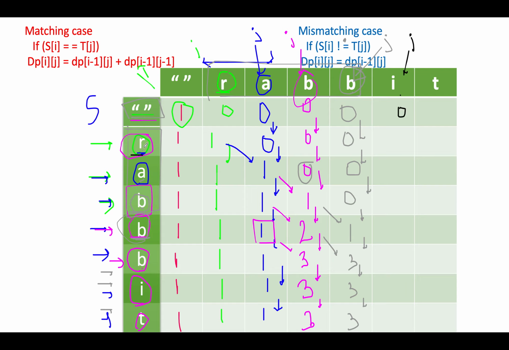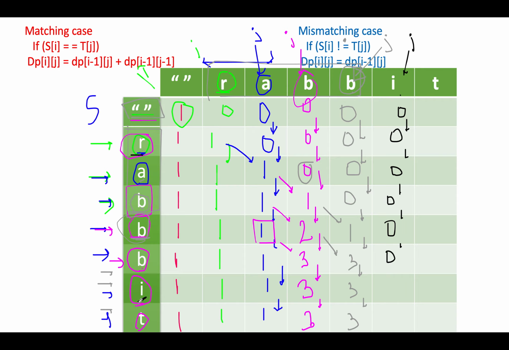The first case is R doesn't match with I, so whatever value is held in the previous row gets updated, 0. Next, A doesn't match with I, this gets updated to 0. B doesn't match with I, this gets updated to 0. B doesn't match with I again, this gets updated to 0.